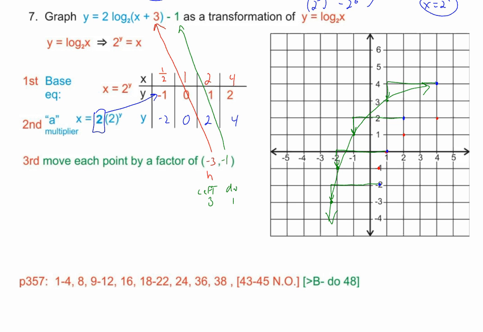Next we had to deal with the multiplier, the a value. And so that 2 multiplier, we had to multiply the output by 2 in every situation. So we took the y value and we multiplied it by 2. So -1 times 2 is a -2, etc. And that gave us the blue points. The blue points now have the base function and the multiplier cared for. The last thing we have to do is a translation. How is this thing translated? It's translated 3 to the left and 1 down. Therefore, every blue point had to go 3 to the left and 1 down, and there it is.